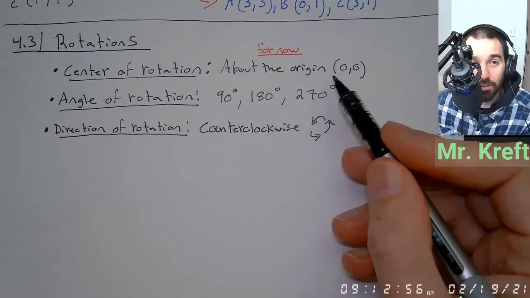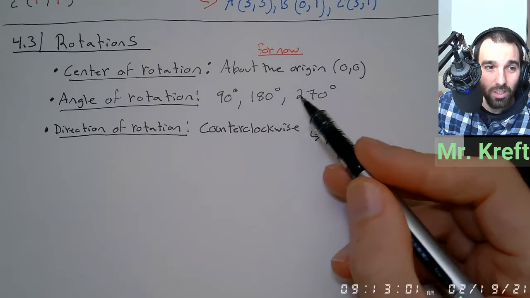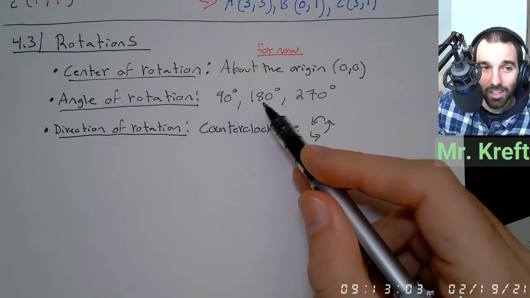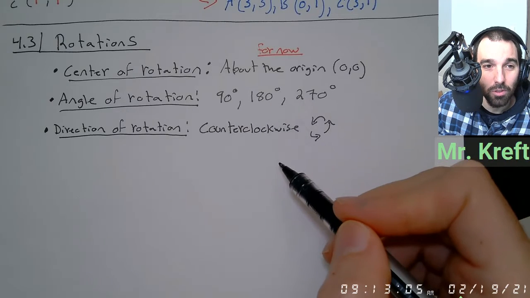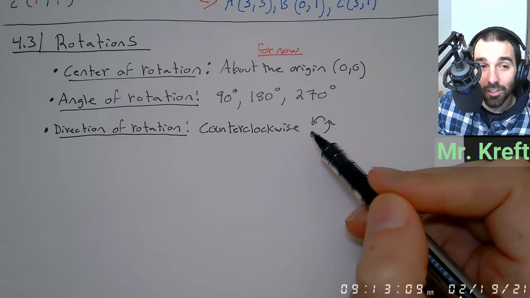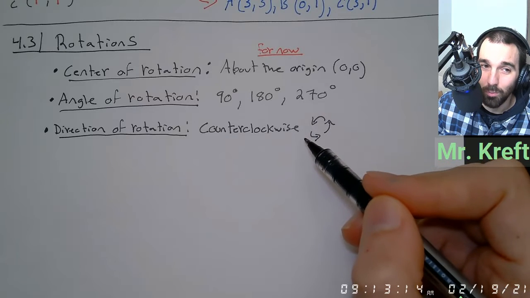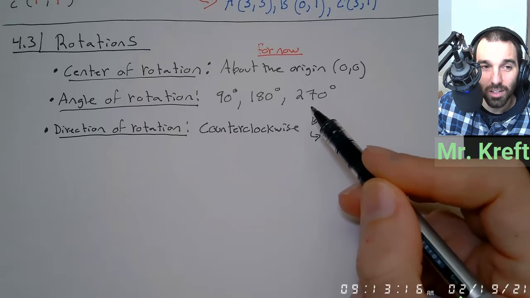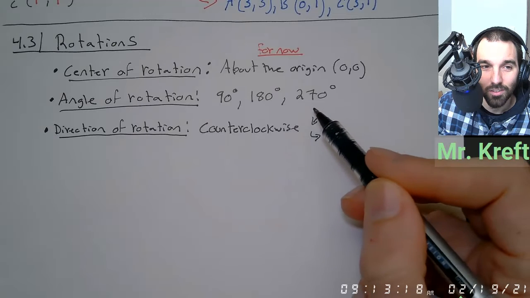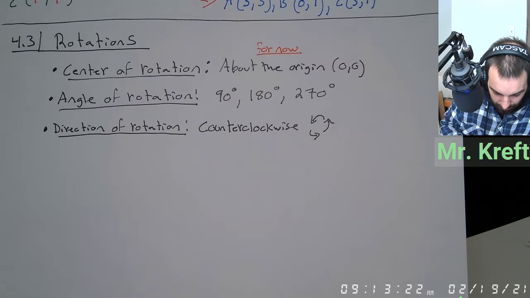Okay. So, and this is kind of our key. So all of our rotations will be about 0, 0. We're only going to do 90, 180, and 270 degree rotations, and we're only going counterclockwise. Okay, and you can't say clockwise is to the left because it's only to the left on the top, because on the bottom you're going to the right. So counterclockwise is going like this. Okay.